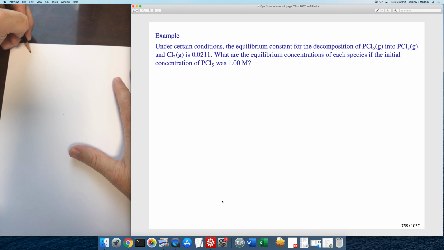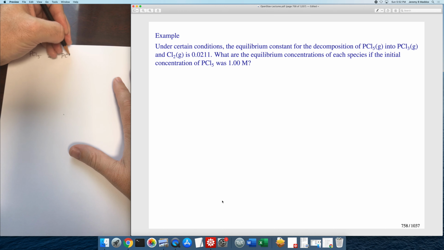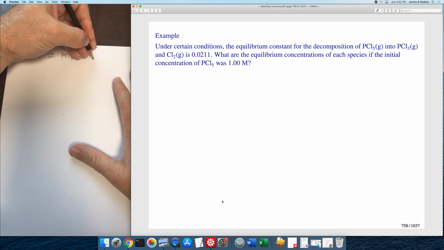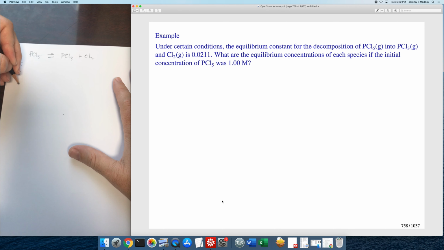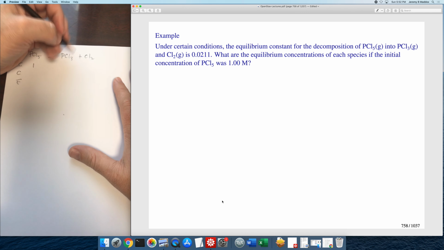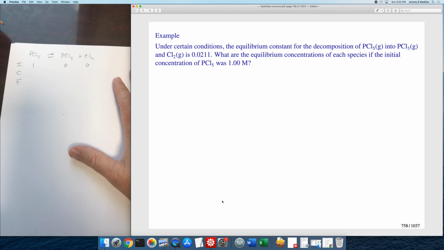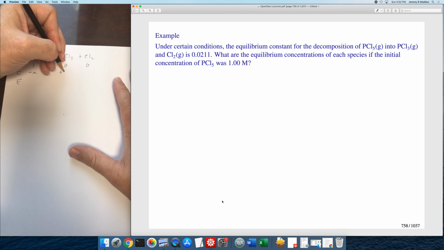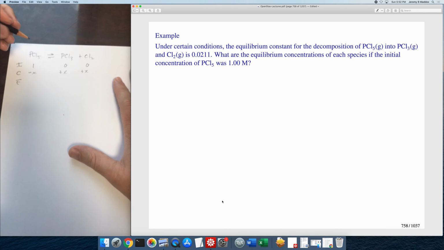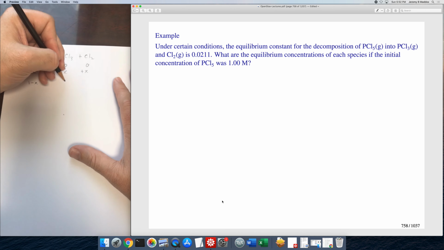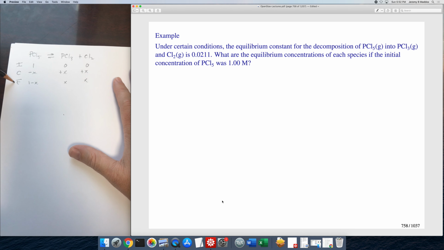So we'll start with the reaction here. PCl5 decomposes to PCl3 plus chlorine gas. We'll set up the ice table. Concentrations initially 1 mole per liter for the reactant. We'll assume there's no product initially. The stoichiometry is pretty straightforward. We add those two lines together to get the equilibrium line. Then we can set up the Kc expression.